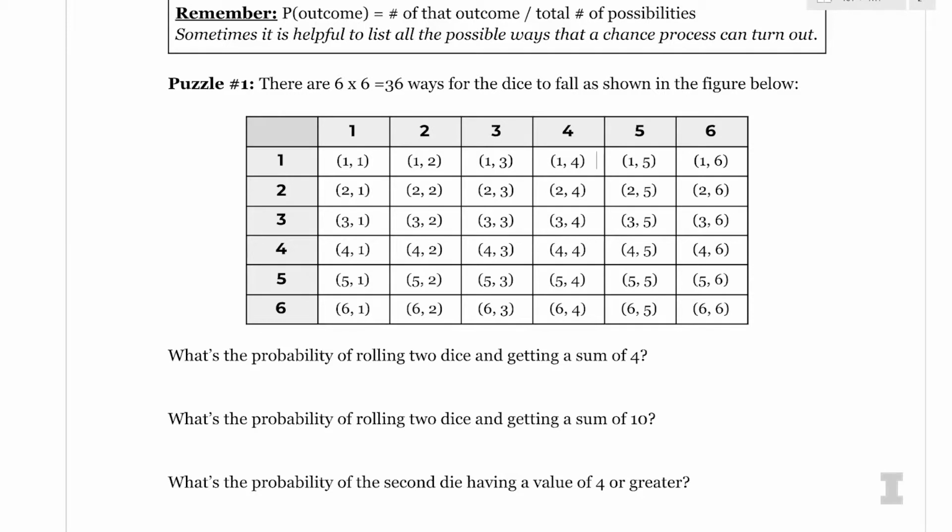For puzzle 1, it says there are 36 ways for the dice to fall if we're looking at rolling 2 dice. And I have all 36 of my possibilities here. I have die number 1, the die that I roll first, and then die number 2, the die that I roll second. Looking at these possibilities can help me figure out the probability of certain events.